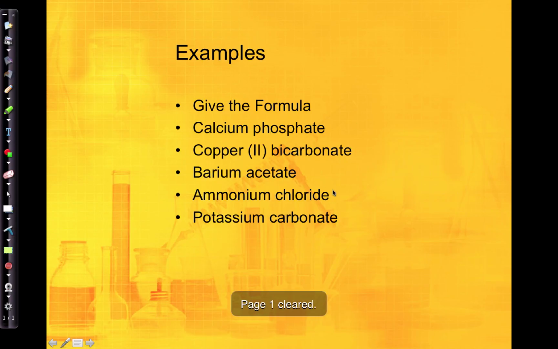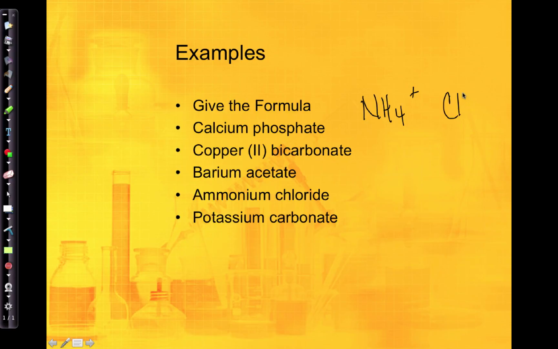All right, so ammonium chloride. Well, okay, ammonium is a polyatomic, so it is ionic. I need to look at the charges. Ammonium's formula is NH4 with a +1, and chloride is Cl with a -1 charge. Well, +1, -1, they cancel, so it should just be NH4Cl. 1 of each, and that's it.